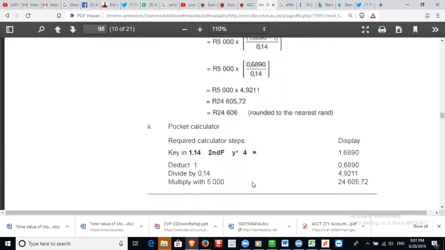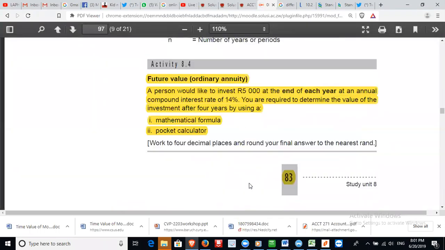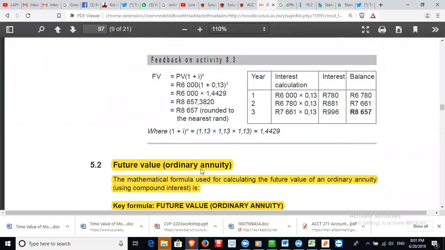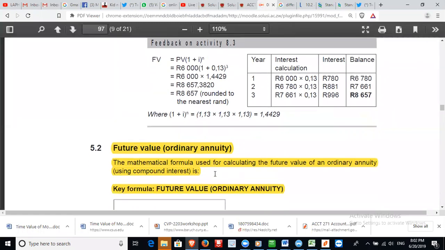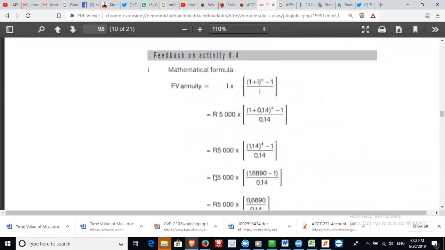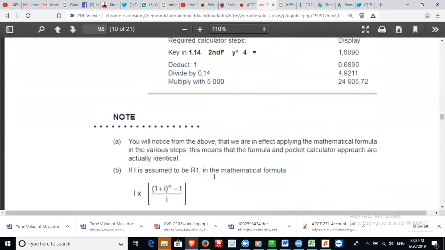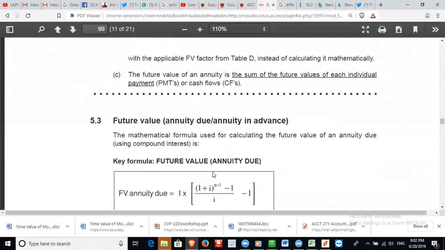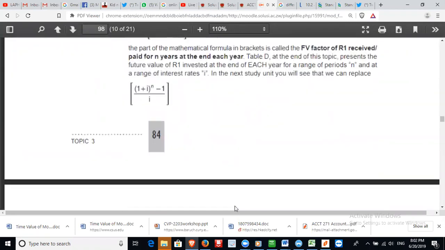Yes. All right, so that's future value ordinary annuity. Then under future value, we have the last section: future value annuity due. Take note, these formulas will not be provided.